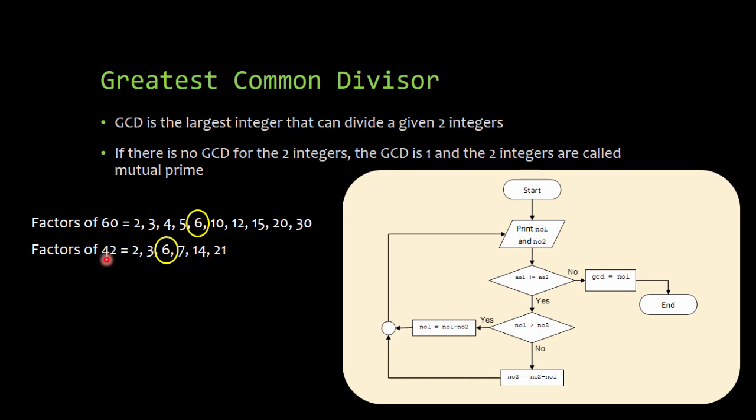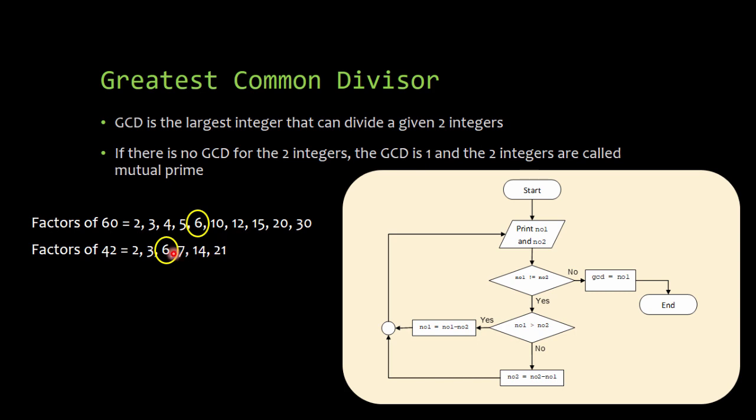Then we list the factors for 42. 2, 3 can divide 42, but 4 not, 5 also not, 6, 7 yes, 8 until 13 no, none can divide 42, 14 and 21 yes, and 21 is the largest integer that can divide 42.